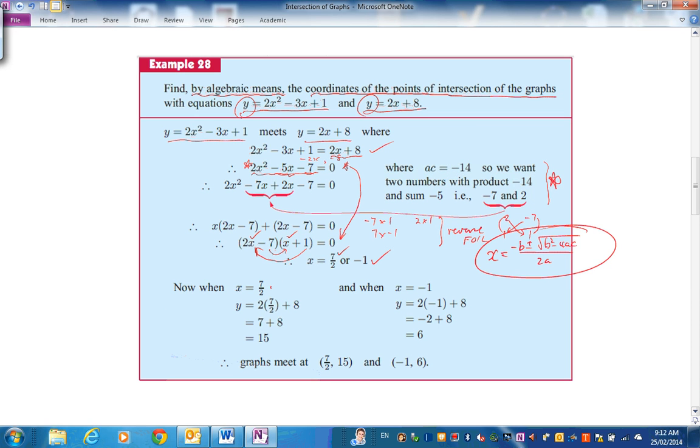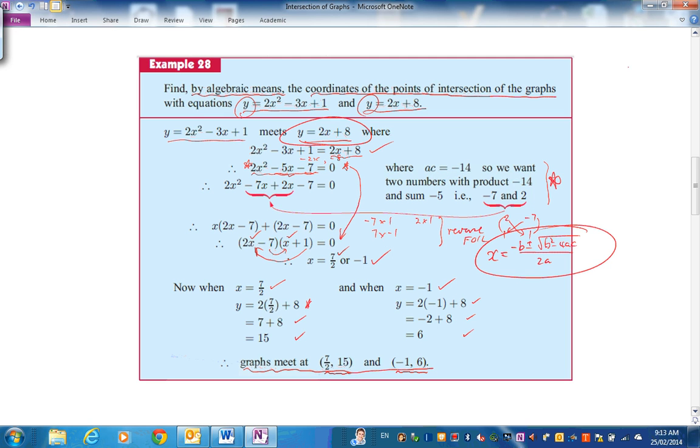So substitute x equals 7 over 2 into either one, which is a common point. But let's use 2x plus 8. Why? Well, it's simpler to substitute 7 over 2 into there. And when you do it, you get 15. Substitute negative 1 into 2x plus 8, you get 6. So now finish it off with a statement in context. The graphs meet at (7 over 2, 15) and (negative 1, 6).